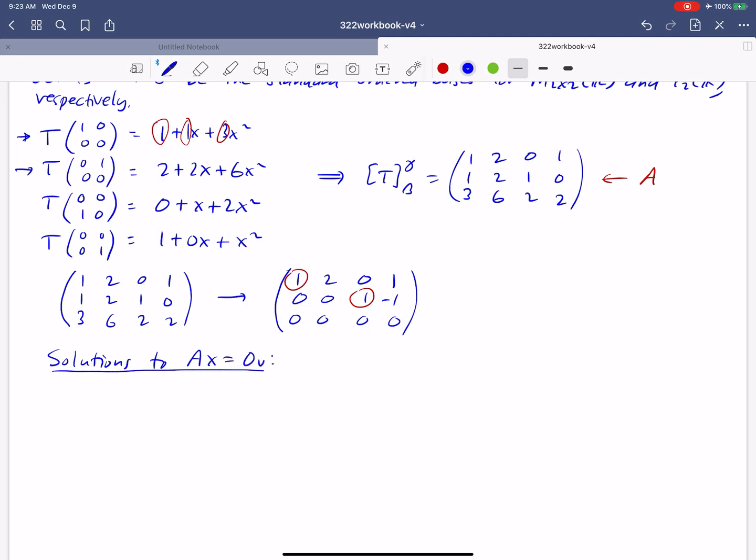Okay, so to get started on that, locate our free variables. Let's see, looks like we've got two columns that don't have pivot positions, so it would appear then that x2 and x4 are our free variables. So let's give those names. x2 is t, and x4 is u.